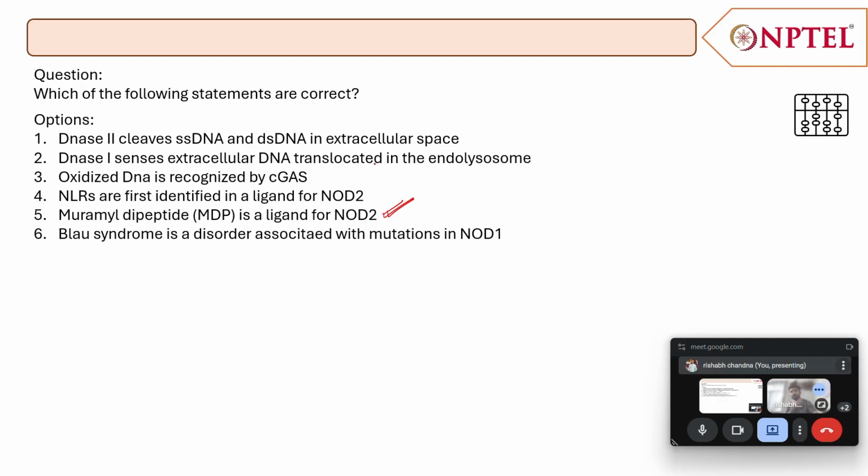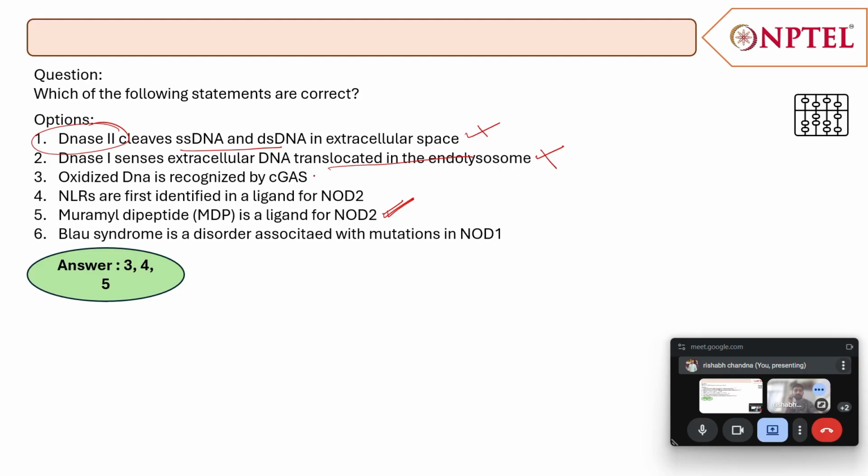Okay. So the correct answers are 3, 4, and 5. Okay, so let's see. DNase1 cleaves single-stranded DNA and dsDNA in extracellular space. Yes, this is correct. DNase1 senses extracellular DNA translocated in the endolysosome. Sorry, these two are false. Okay, so DNase1 cleaves both single-stranded and double-stranded DNA in extracellular space, but DNase2 can recognize the translocated endonuclease along with TLR9.